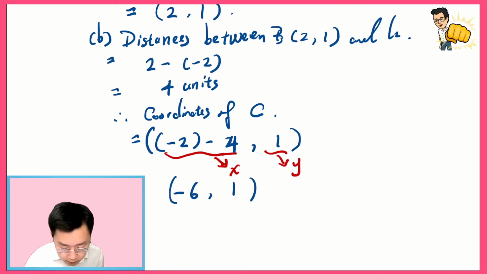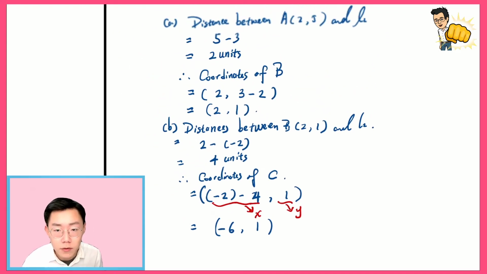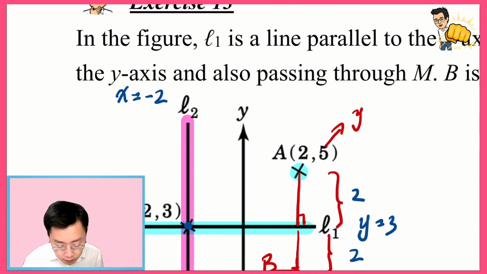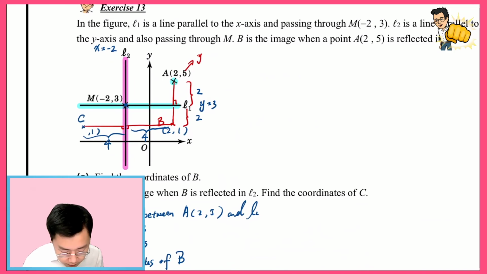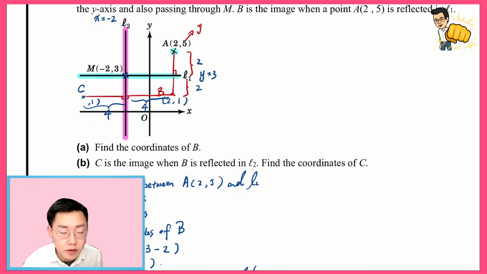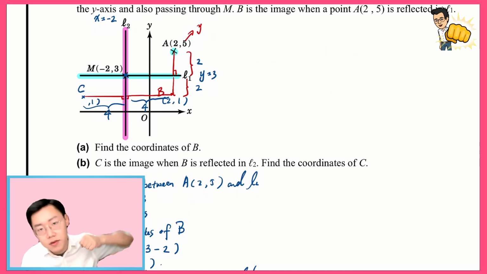So for part B, we know that if C is the image when B is reflected in L2, then the distance between L2 and B equals the distance between L2 and C. So we can use this method to find the coordinates of point C. Okay, so that's all.